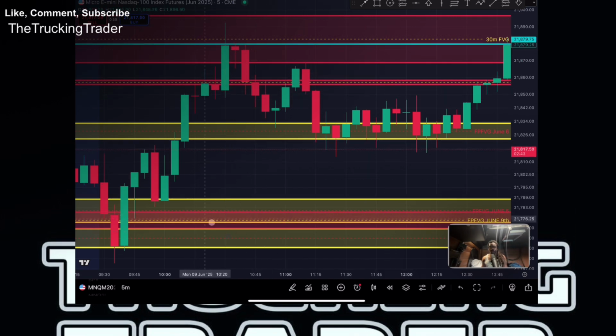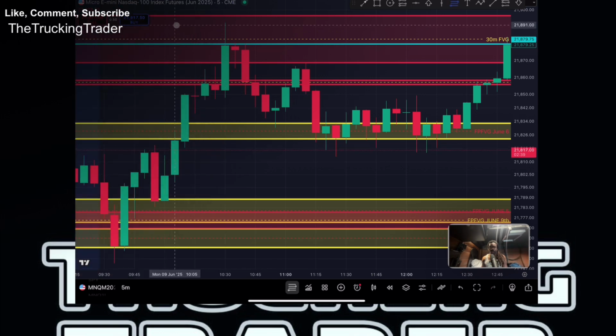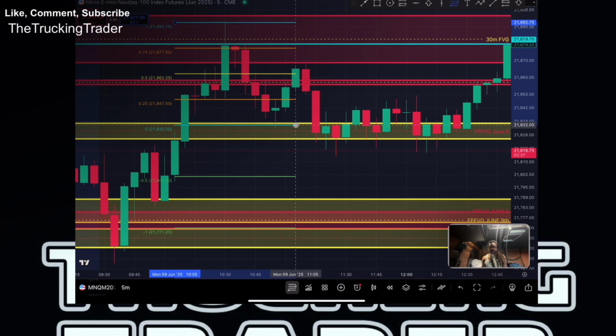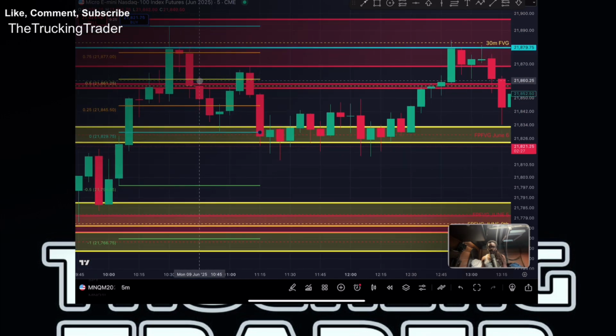If you use your Fibonacci tool from swing high to swing low, you guys can see right here is the gap, this yellow line. Everything below that is going to be discount. Everything above that is going to be premium. So I got back in this trade as well.